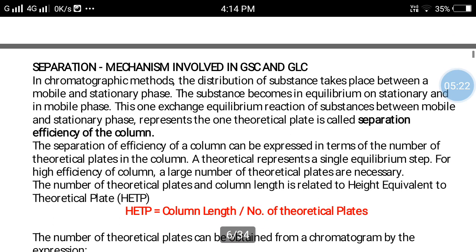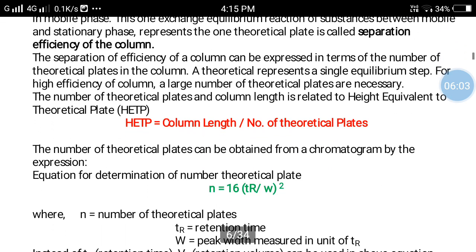The separation mechanism is based on the height equivalent to a theoretical plate. Therefore, the equilibrium of substances between the mobile and stationary phase represents one theoretical plate, which is called the separation efficiency of the column. The number of theoretical plates and the column length are related to the height equivalent to a theoretical plate, in short called HETP. Mathematically, it is given by the equation HETP is equal to column length divided by number of theoretical plates.